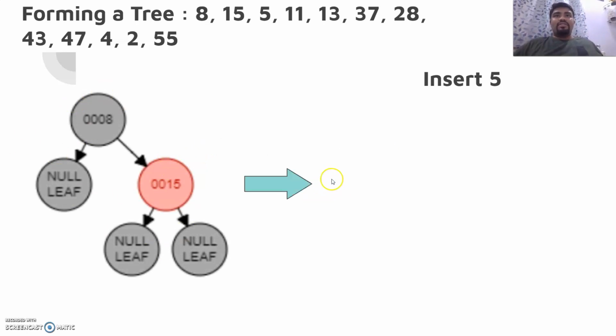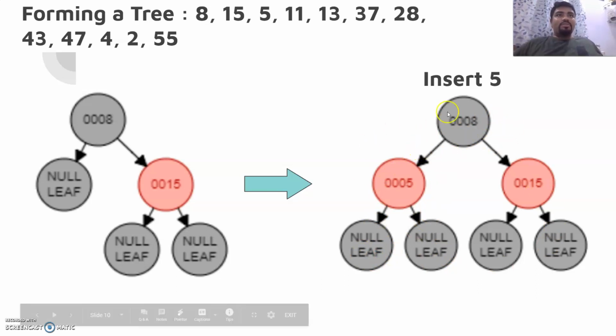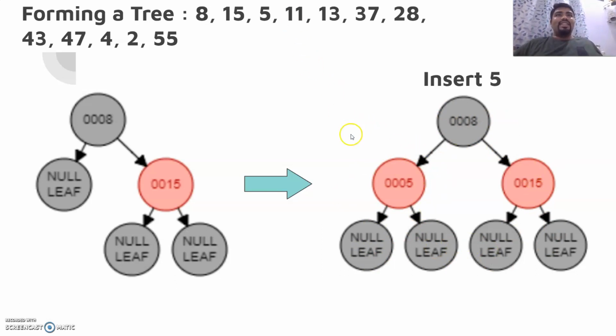Okay, so let's insert 5 and we'll see that 5 comes to the left because it is satisfying the insertion property of binary tree. So you can see 5 comes to the left of 8 as it is less than 8. And again, nowhere is it violating any rules of red-black tree. So now in this particular tree, we are going to insert the next element, that is 11.